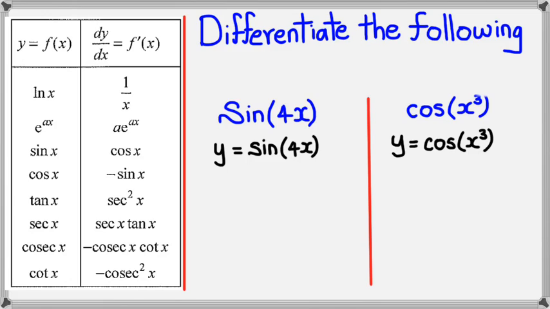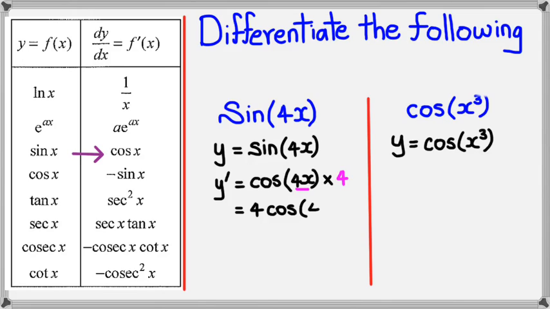If you look at the left hand side of the table, sine x, when you differentiate it, you end up with cos x. So in this case, y dash would simply have the sine change into a cos, so it's going to be cos 4x. But you have to multiply it by the differentiation of whatever's inside the bracket. In this case, the differentiation of 4x equals 4. So sine 4x, when you differentiate it, you get 4 cos 4x.